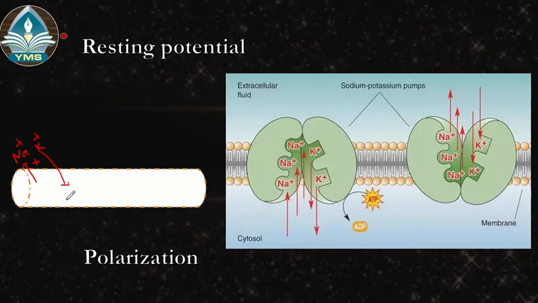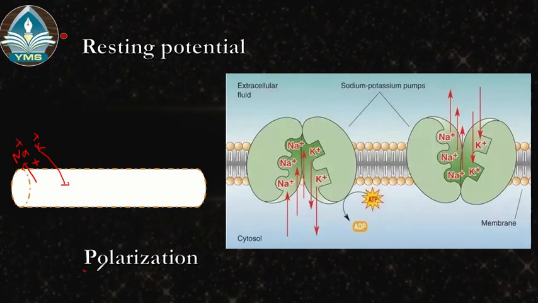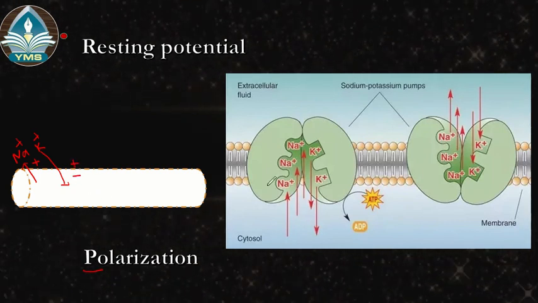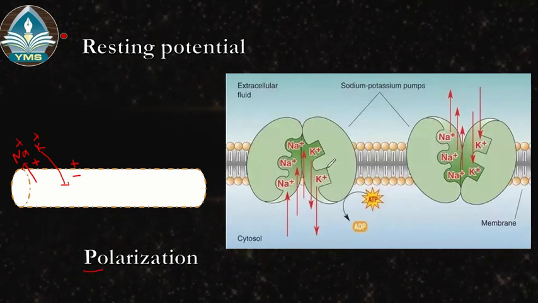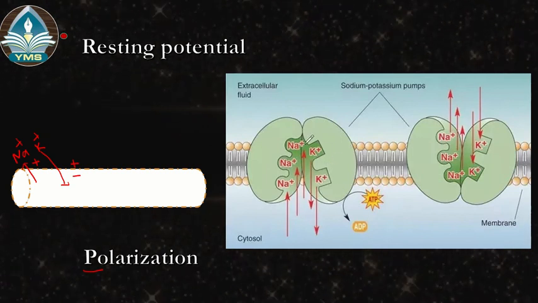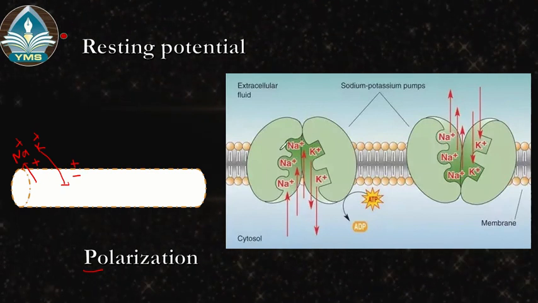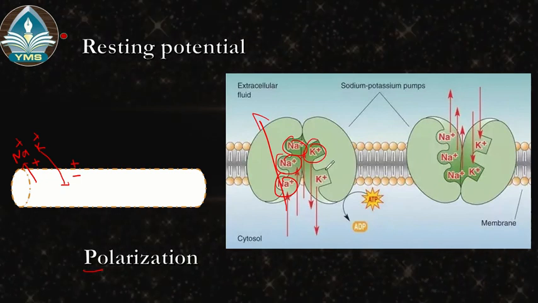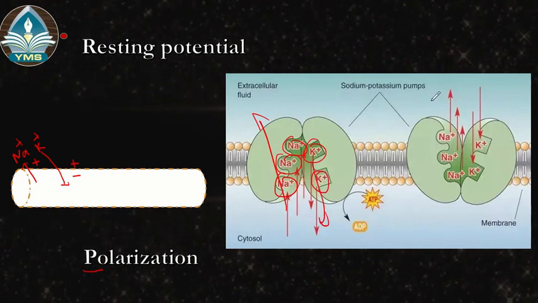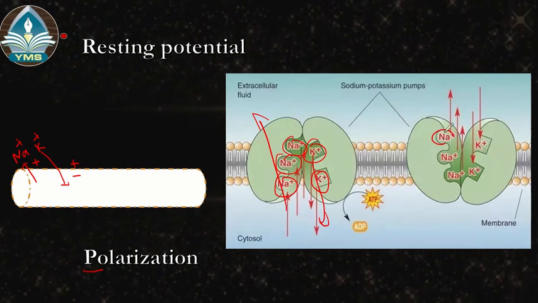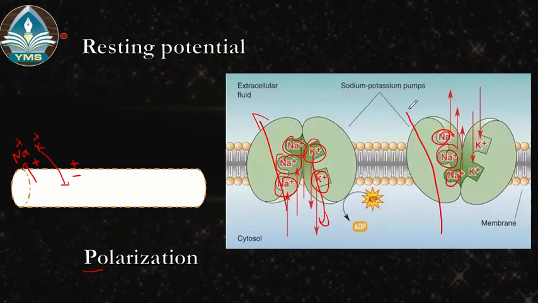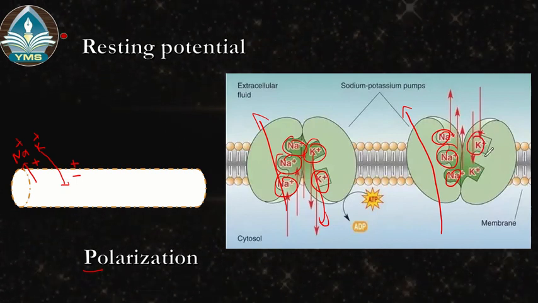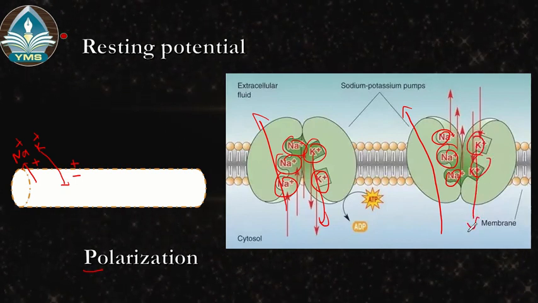What's going to do this job? To make it back to the polarization state, which is outside positive and inside negative. What will make it? We have this pump. We call it the sodium potassium pump. Why do we call it the sodium potassium pump? Because it will push sodium out. As you can see here, it will get 3 ions of sodium and push them out, and it will get 2 ions of potassium and push them in. So the sodium potassium pump will push sodium out of the neuron to its resting potential as it was, and it will restore potassium inside of the neuron.